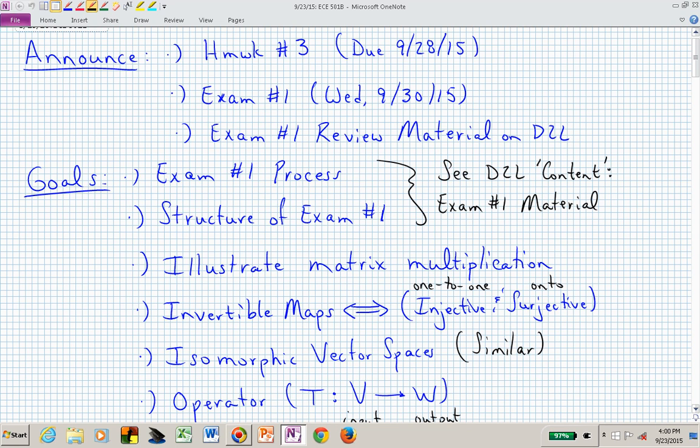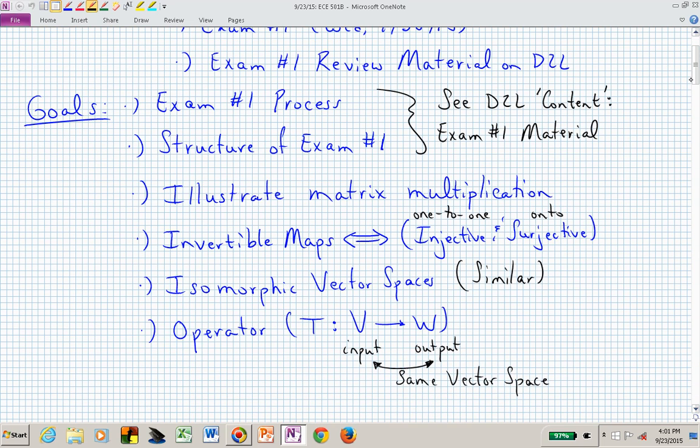Today, what I want to do is quickly explain the process that we will use for exam 1. If you've already looked at the material for the review, you maybe know what that will be. It should be consistent with previous semesters. The structure of the exam, as far as what to expect in terms of types of problems.